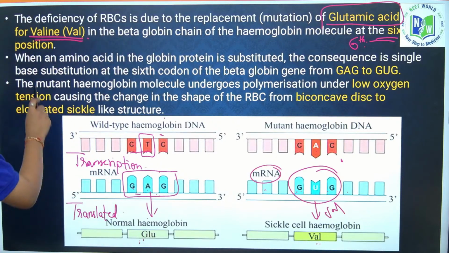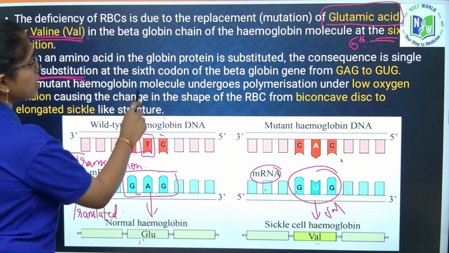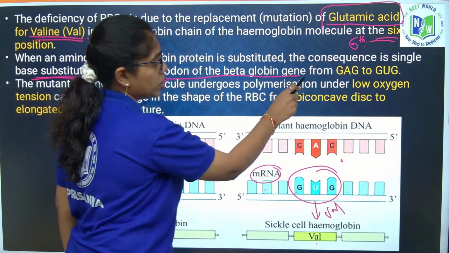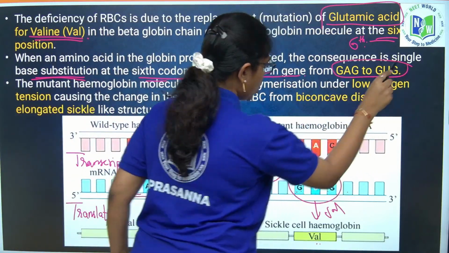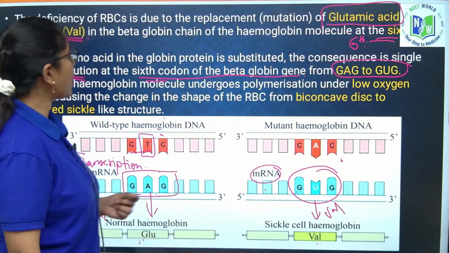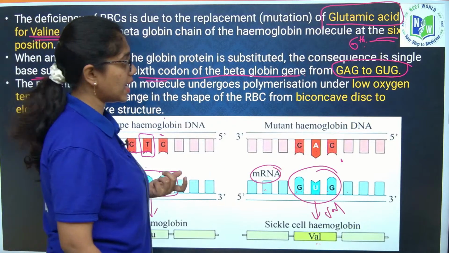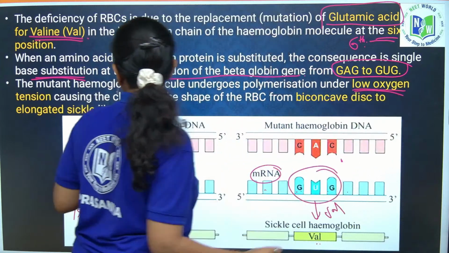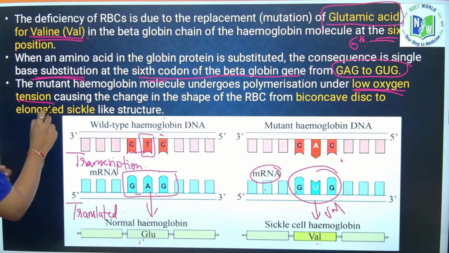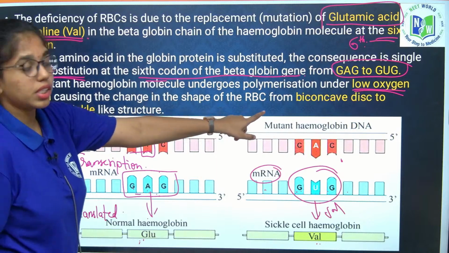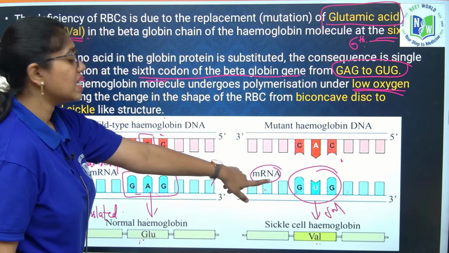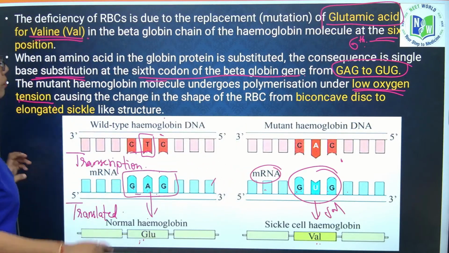Now you see, base substitution is happening at the 6th codon of the beta globin gene from GAG to GUG. Next, the mutant hemoglobin molecule undergoes polymerization under low oxygen tension, causing change in the shape of RBC from biconcave disc to sickle shape like structure.